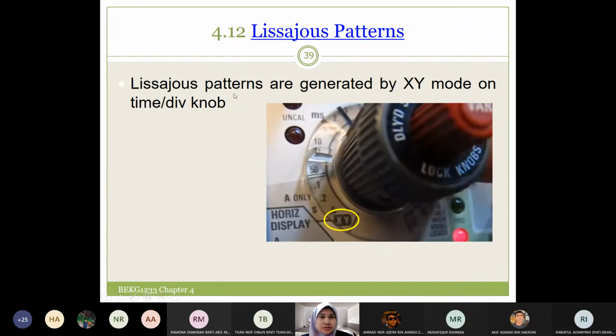Lissajous patterns are generated by XY mode on time per division knob. So this is the time per division knob on oscilloscope. You can see here the setting of time per division: 0.5 second, 0.2 second, 0.1 second, and then here you have 50 millisecond, 10 millisecond, 2, and so on. And we have the XY mode button here. When we turn this knob to XY mode, we can see the Lissajous pattern on the screen.